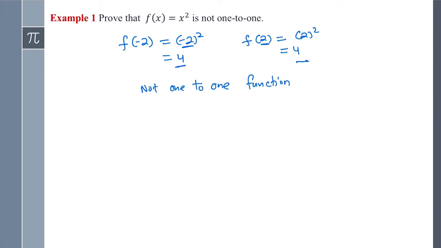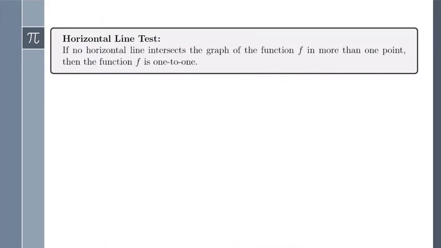Sometimes to prove it's not one-to-one it's easy, but to prove that it's one-to-one might be a little bit challenging. We can do that algebraically, but more often we use a graphical test, which is called the horizontal line test, to show whether a given function is one-to-one or not. So this is the horizontal line test.